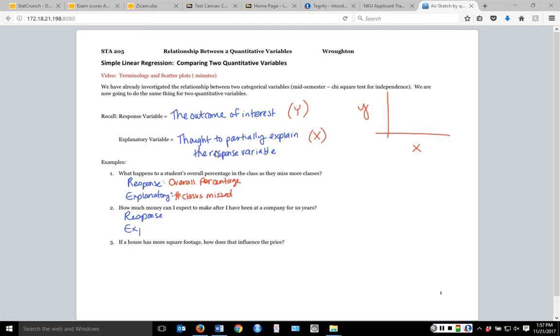We want to see how much money I can expect to make after I've been at a company for 10 years. If I think about my two variables, I have how much money I make, or salary, and how many years I've been at the company. Both of those are quantitative variables, and I want to see how the one impacts the other. Your response variable is the one that you're interested in measuring, and your explanatory is the one that has that impact on it. So we're trying to see how our years of experience impacts our salary. Our response variable should be the salary, and what we think explains or affects it is our number of years at the company.